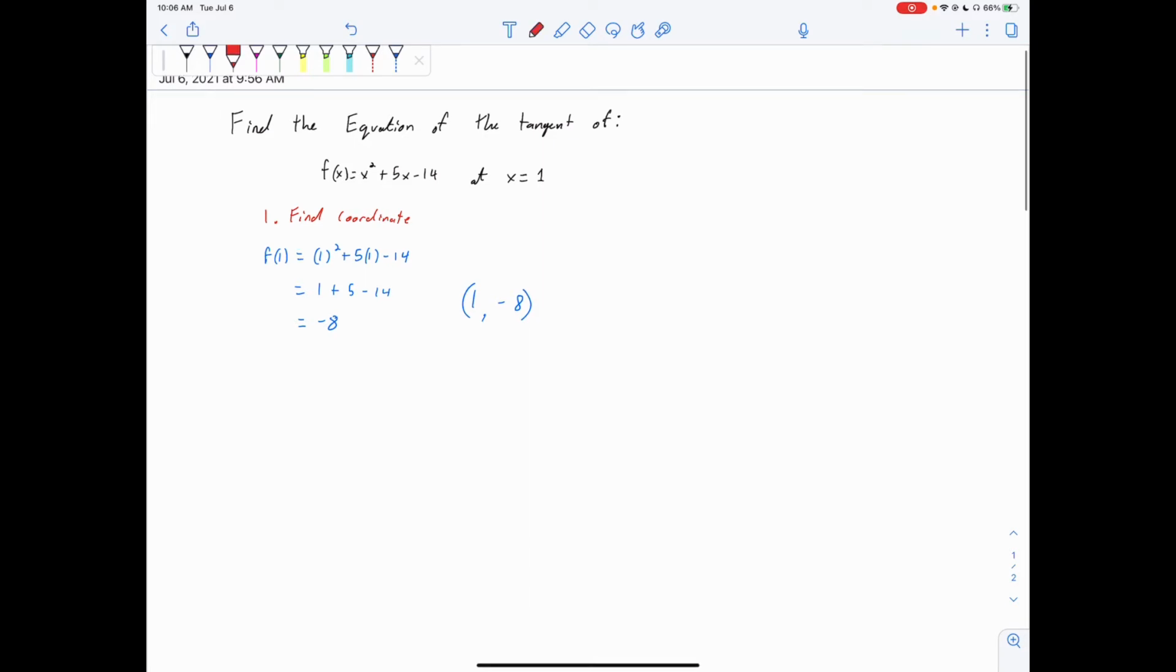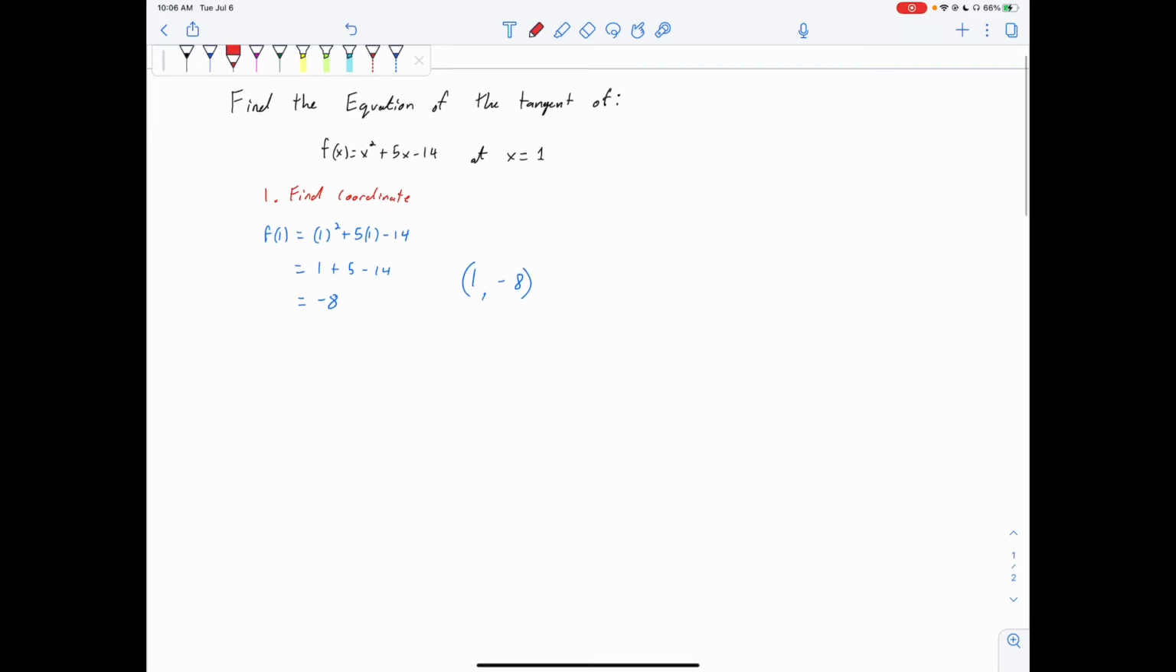Now that we have this coordinate, we can actually find the slope of our tangent. How do we find the slope of our tangent? Well, first we have to derive the function, and then we plug that x value into the derivative. So step 2, we want to derive the function, and the derivative of this function would just be f prime of x is equal to 2x plus 5.